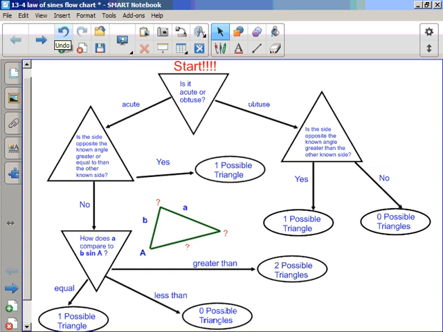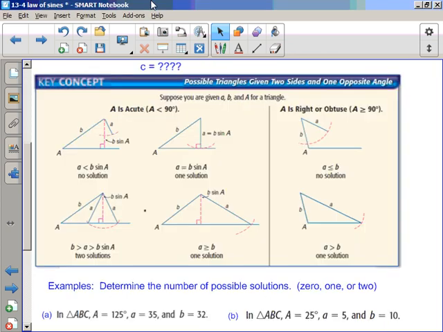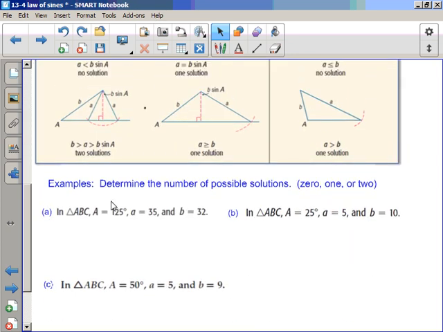So what you do is this. As I walk through the three problems that are on the Smartboard file that we worked on in class, I'm actually going to go back and forth between these two things. So actually, let's look at this. Triangle ABC. We have big A is 125, the angle is 125, little a is 35, and little b is 32. So maybe it's helpful to draw the picture and put in what we're told.